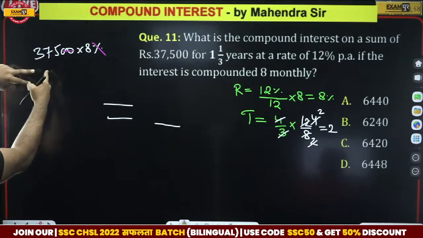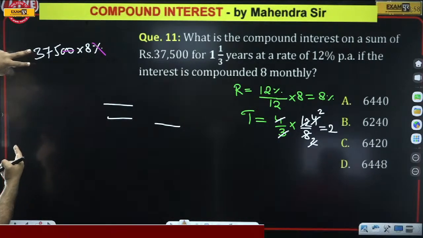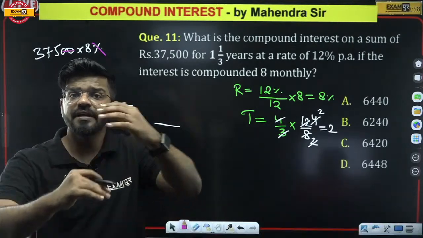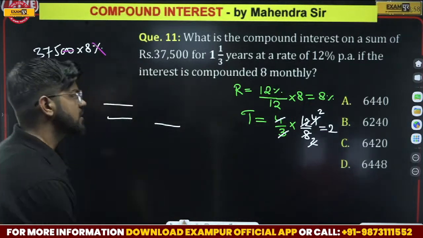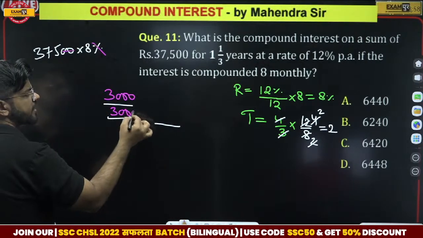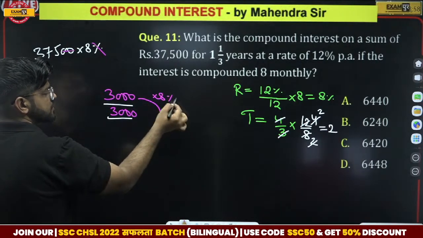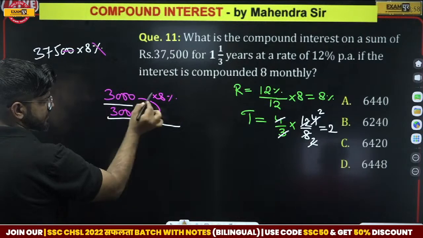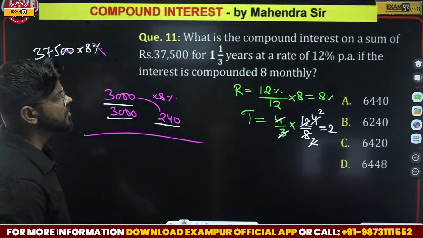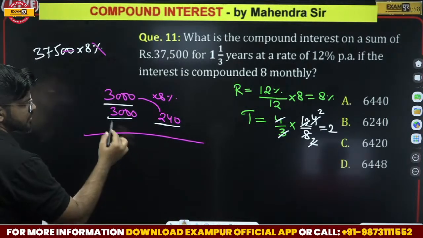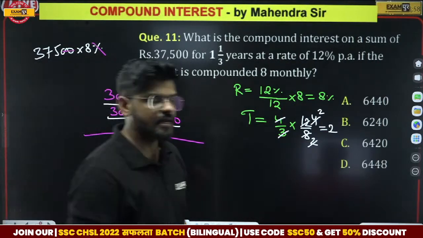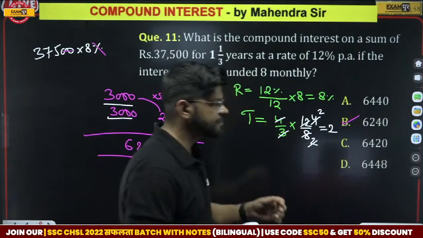So once we have doubled it, it becomes 750. So 750 double 1500, 1500 double 3000. So here is 3000, here also 3000, and here 8% again. 8% will cancel out 20, 8 3s are 24, that means 240. So add it up and you will get the answer. What is the question? Compound interest. Yes. So 6240 is my right answer. Clear? 6240, option number B.